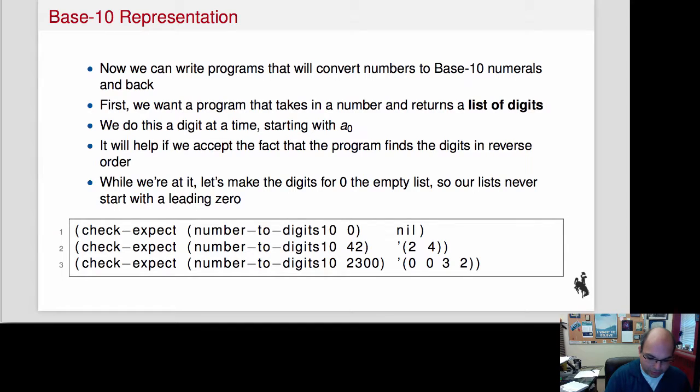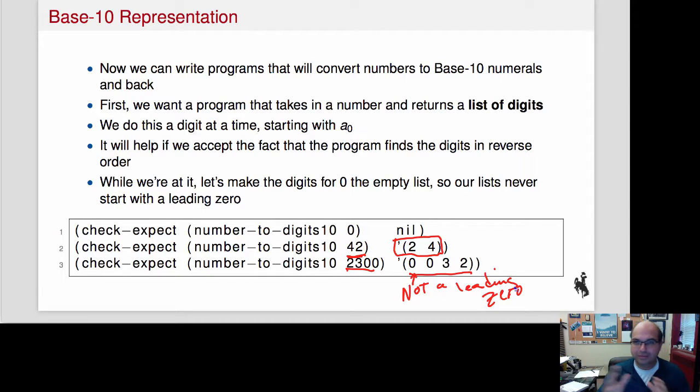So here's what we're talking about. Look at number to digits of 42. Well, here's the answer: the list of 2 and 4, as opposed to 4 and 2. Number to digits of 2300 gives 0032. Now, I don't want leading zeros, but notice that this is not a leading zero. The reason it's not a leading zero is because it's actually the rightmost digit. It's the least significant digit, not the most significant digit, which is the first digit.